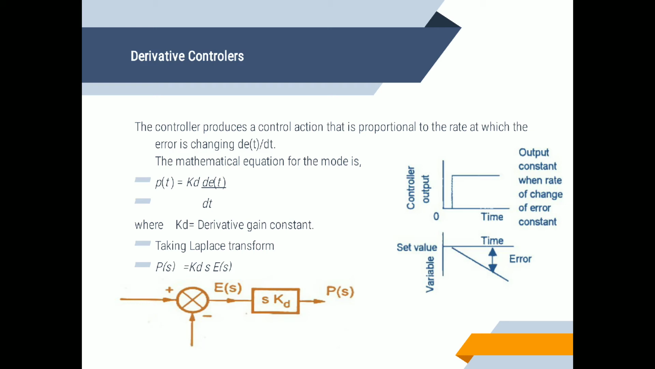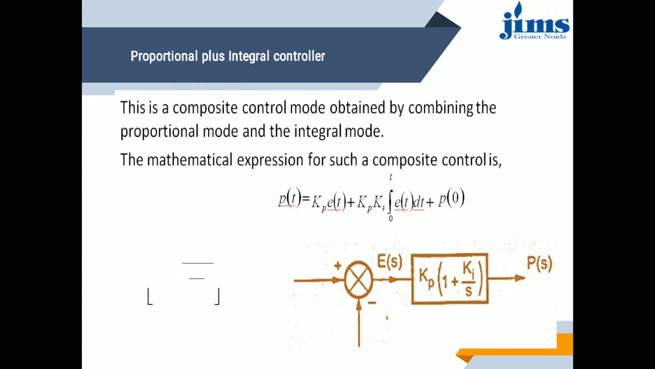So it is clear that when the error is zero or constant, the output of the controller will be zero. Therefore, this type of controller cannot be used alone. For this type of controller, the gain should be small. The derivative control action is also known as rate control.